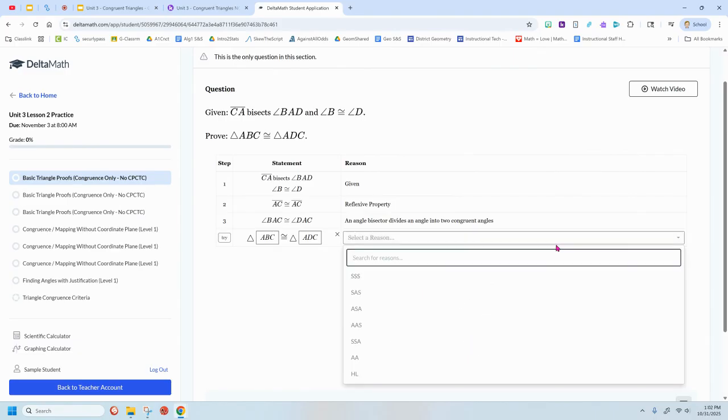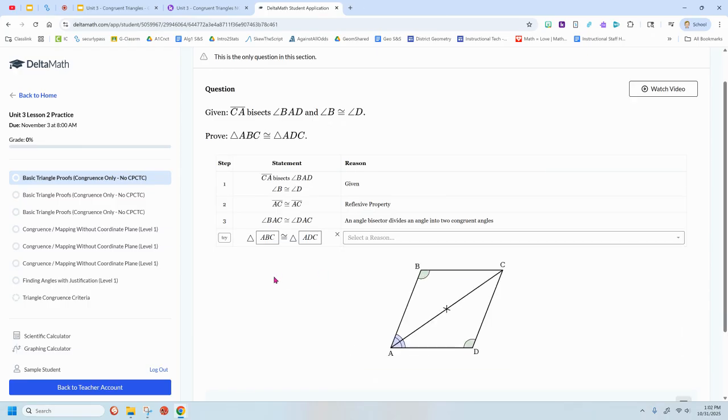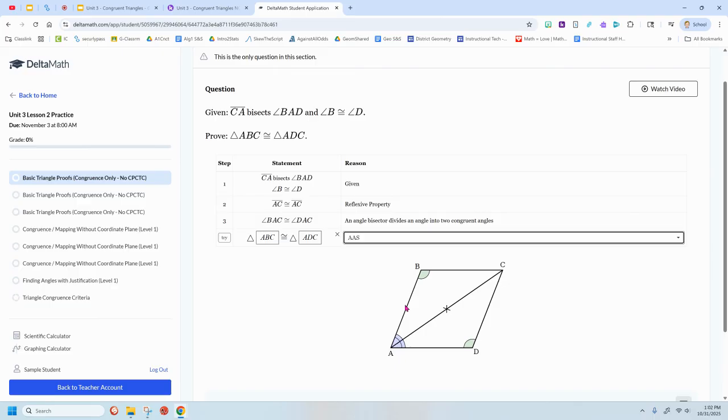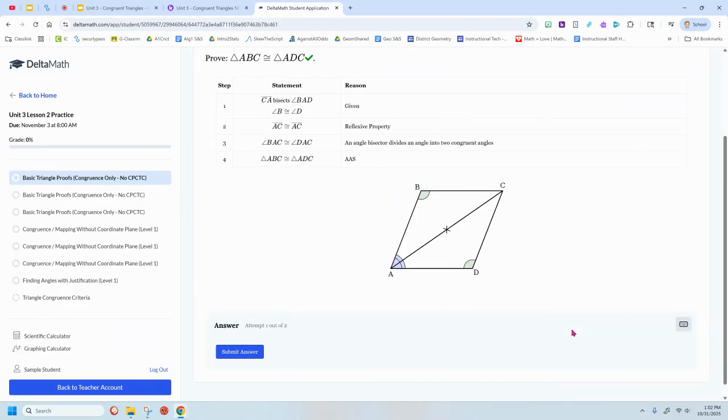Now, notice how it didn't pull up all those crazy reasons we had before. It pulled up the reasons that we might use. Do you guys agree? Now, take a look at your picture carefully. Is it angle, side, angle, or angle, angle, side? Side. Very good. Angle, angle, side, because it's not the side in between the 2 angles. Say try. And then did you notice it light up? And then say submit your answer.